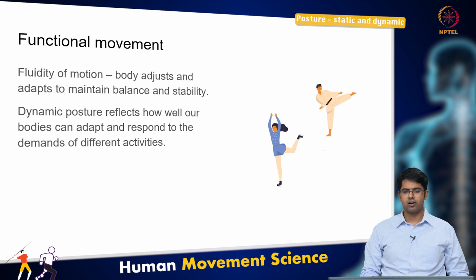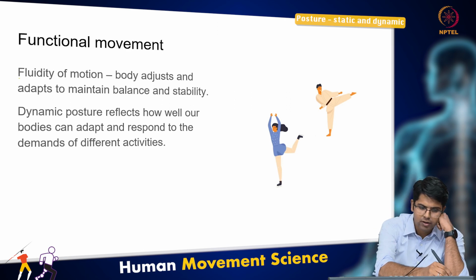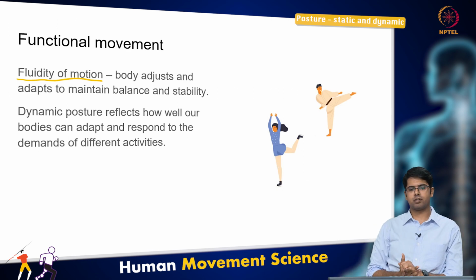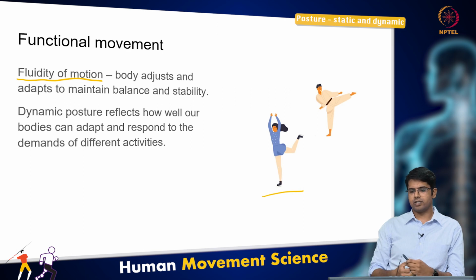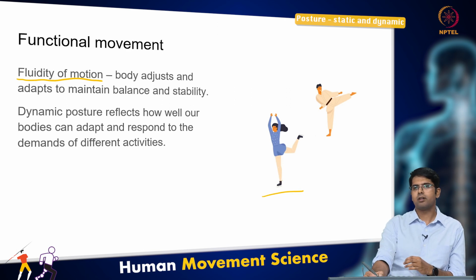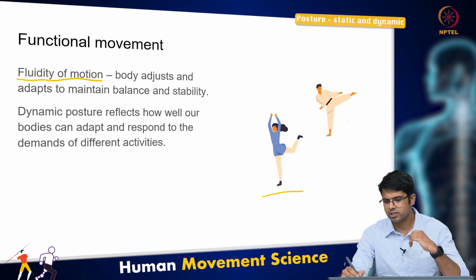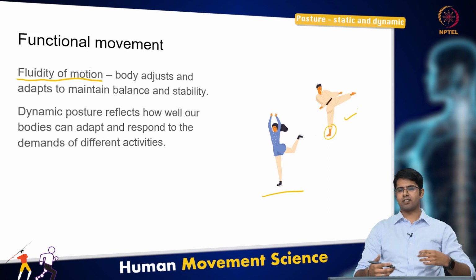So we look at what is called functional movement, right, which describes the fluidity of our movements, how the body adjusts and adapts to maintain balance and stability. So, for example, a figure skater would have certain strategies to balance themselves on one of their legs while performing a dynamic movement, whereas a martial artist might have some other strategy to stabilize themselves on one foot while performing a kick, which is supposed to strike someone and then you're supposed to get some kickback from the other side.